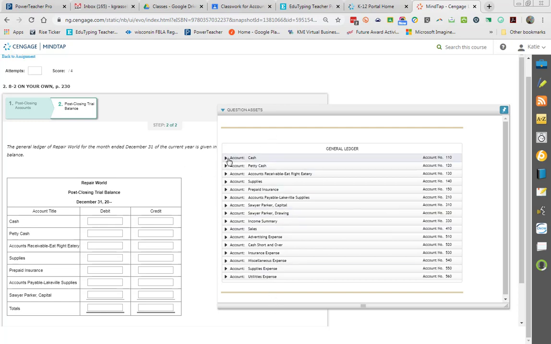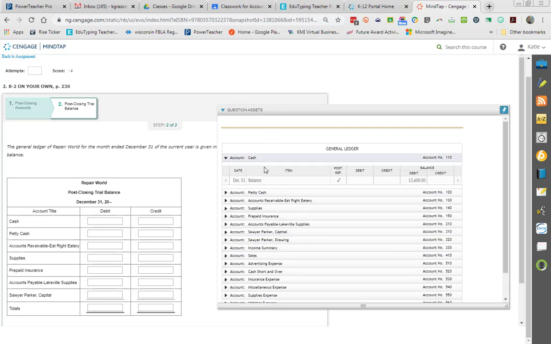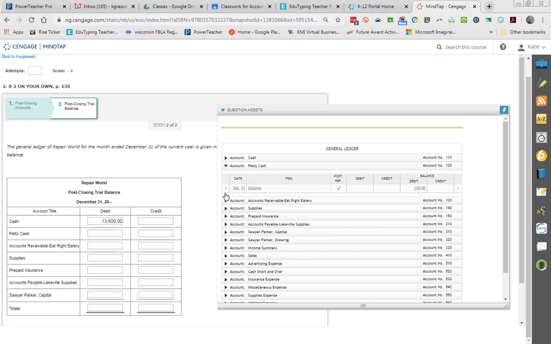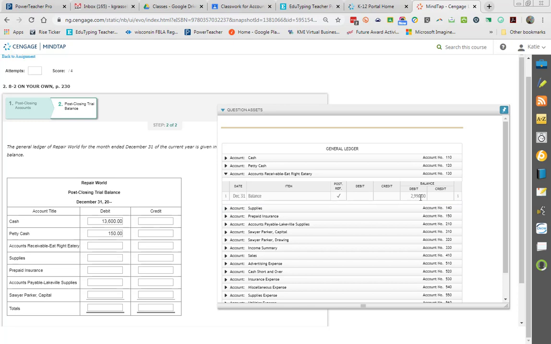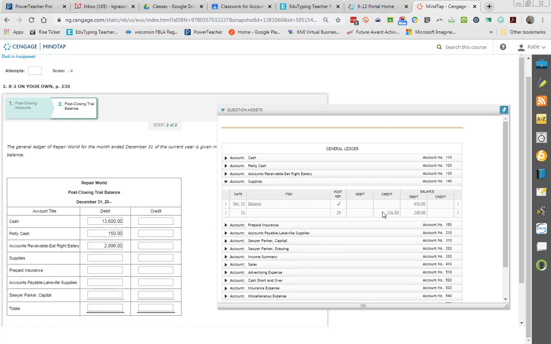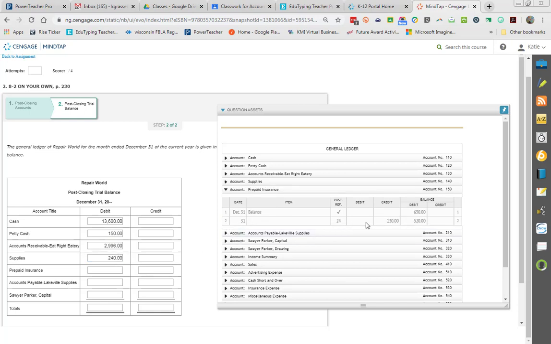So here are my ledgers. I click on the first one and open it up. Cash, balance $13,600 as a debit. I'm going to type that right here. Now I'm going to click on petty cash. Petty cash, asset, balance 150 debit. That's going to go here. Accounts receivable, Eat Right Eatery, balance debit $2,996. Supplies, asset, $240. Prepaid insurance, asset, balance $520.